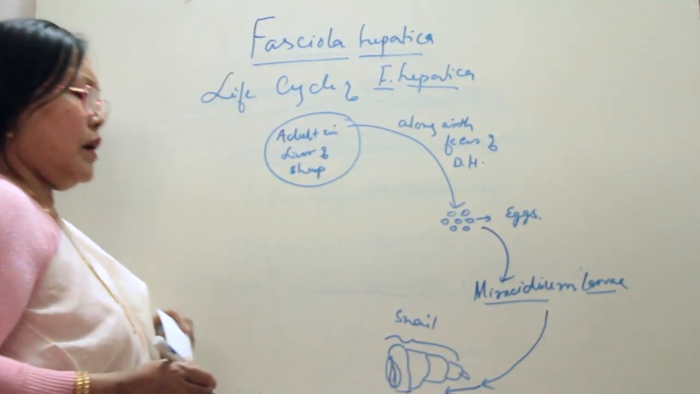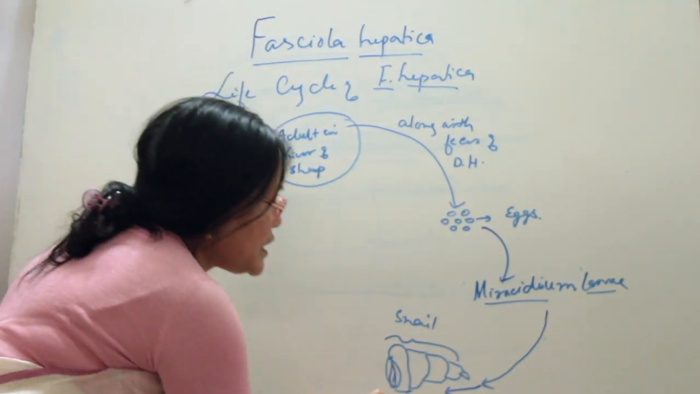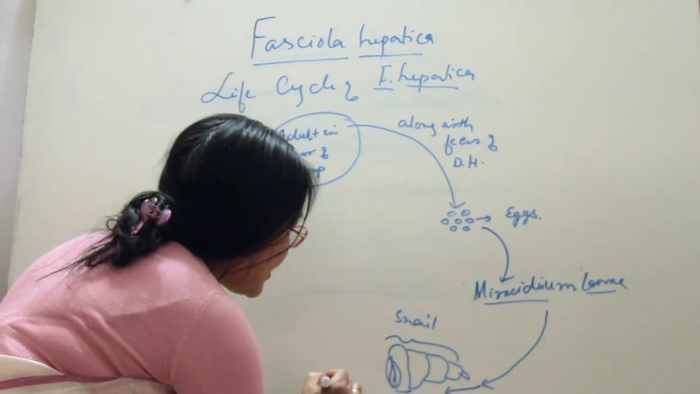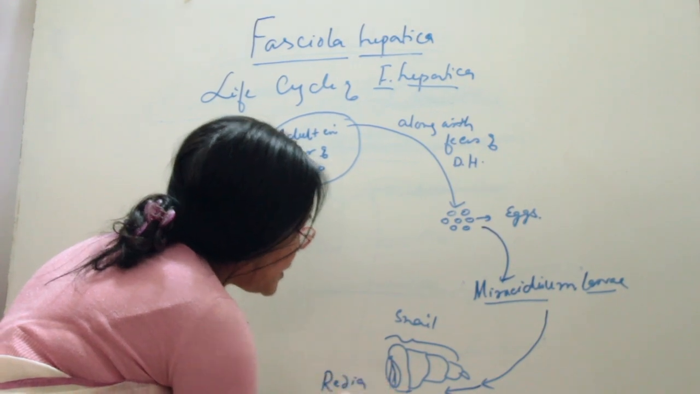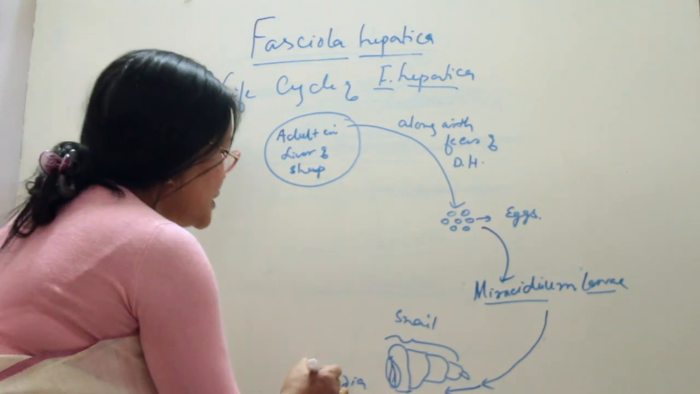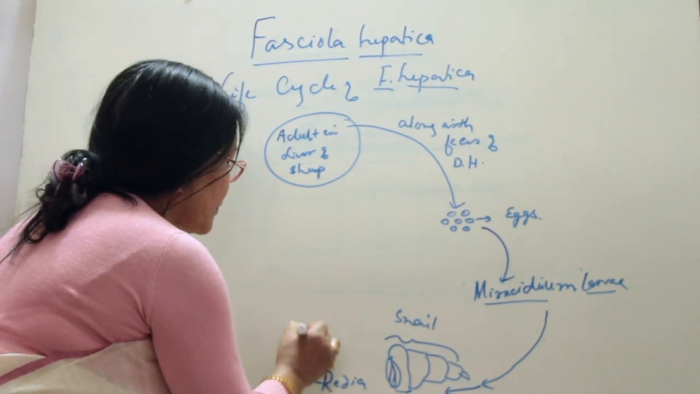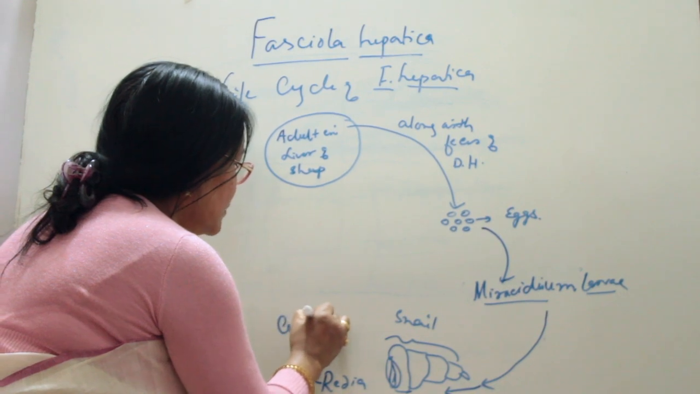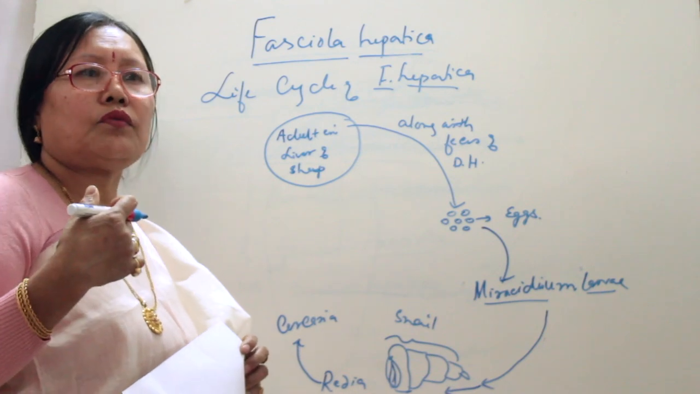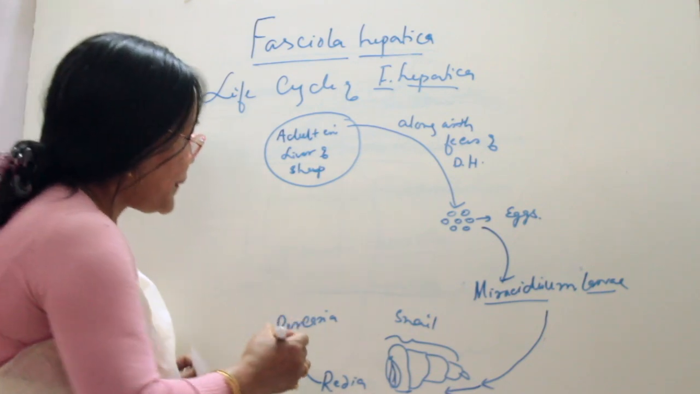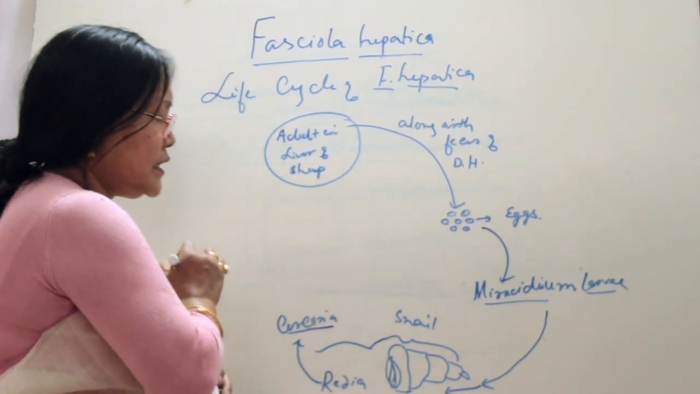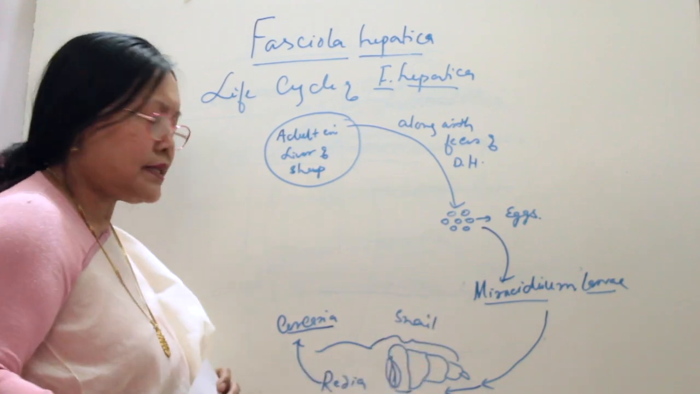Then, after the development of the sporocyst, it develops another stage, which is known as the redia. Then this daughter redia develops into the cercaria. Draw one diagram, then see it in that WhatsApp images, okay? Then this is the cercaria larva, and up to this stage it is present inside the body of the snail.